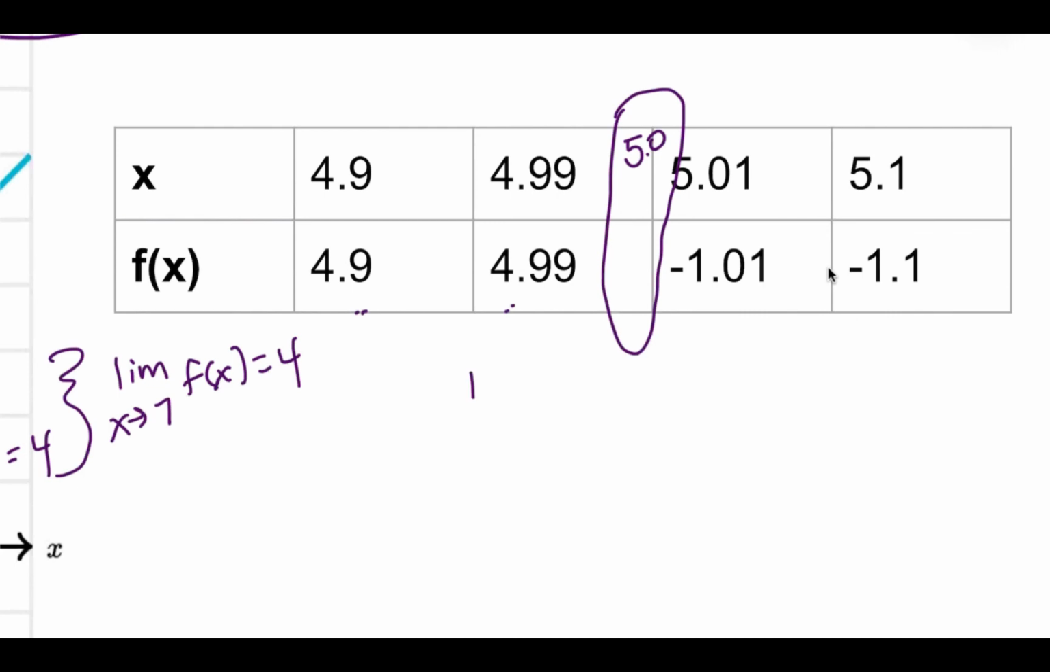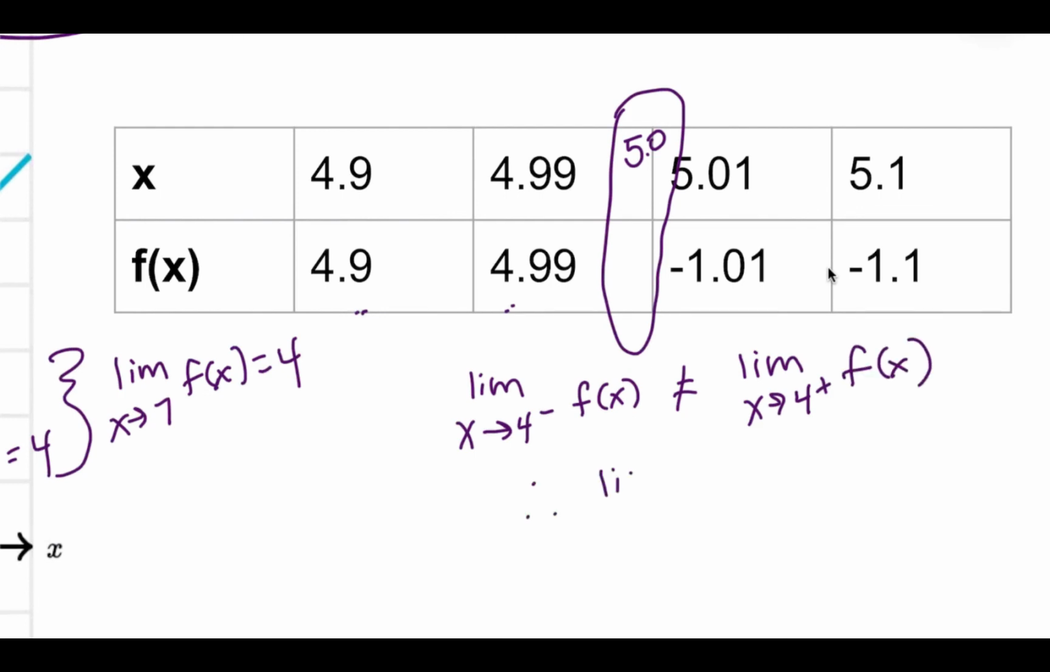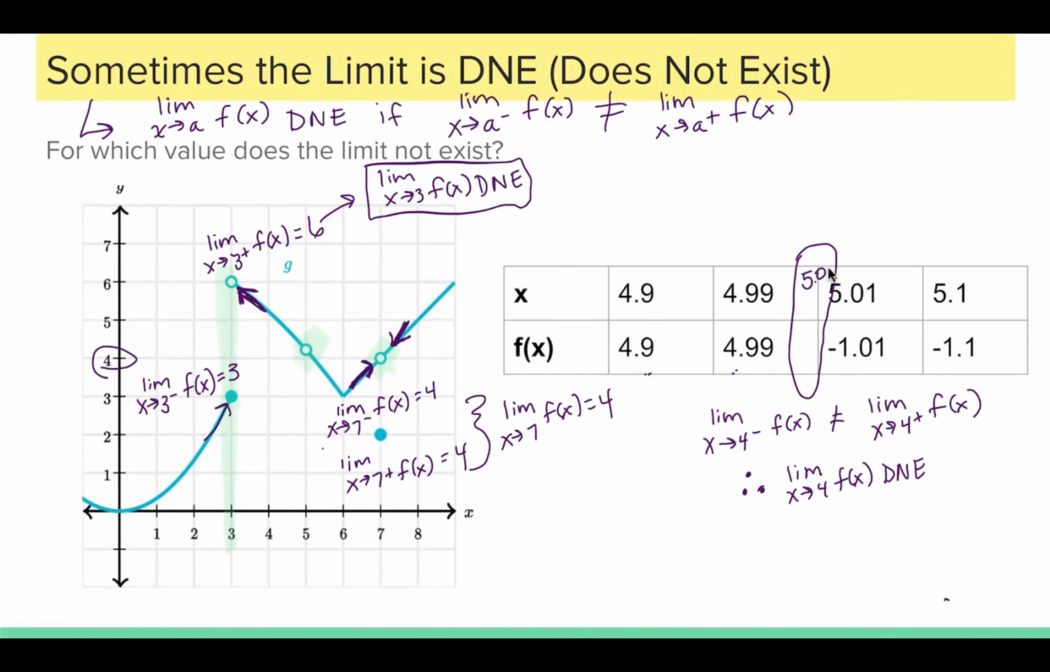So I can say the limit as x approaches 4 from the left of f of x does not equal the limit as x approaches 4 from the right. Therefore, these 3 little dots mean therefore. I don't know if you've learned that in science. Therefore, the limit as x approaches 4 of f of x does not exist. Okay.